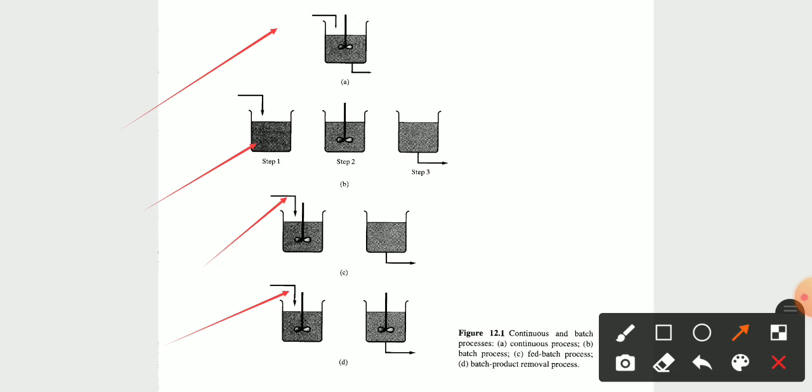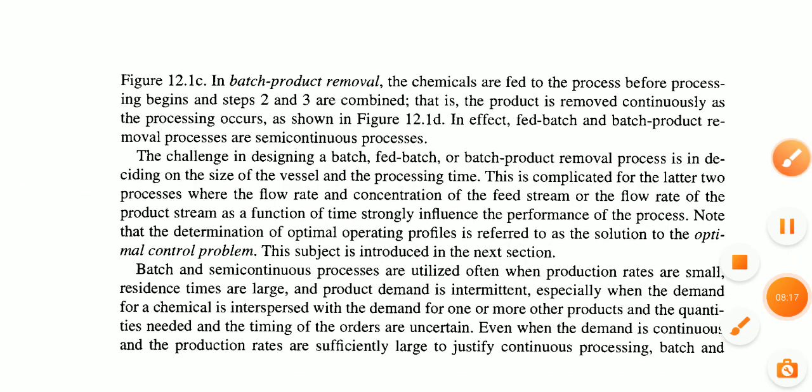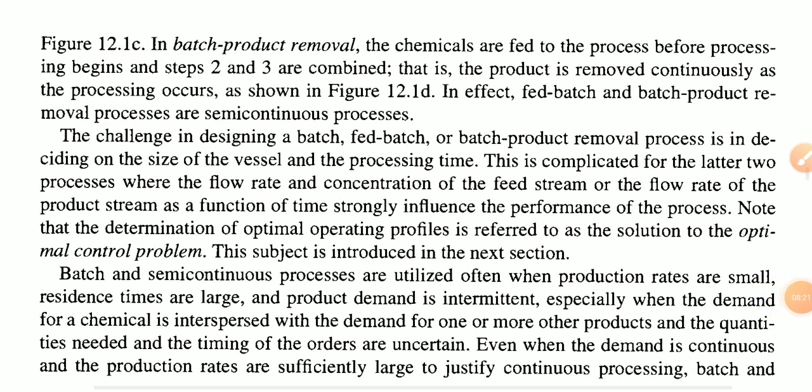Okay, now the discussion part. Figure 12.1c: in the batch process with product removal, the chemicals are fed to the process before processing begins, and steps 2 and 3 are combined. That is, the product is removed continuously, as shown in Figure 12.1. In effect, fed-batch and batch product removal processes are semi-continuous processes.